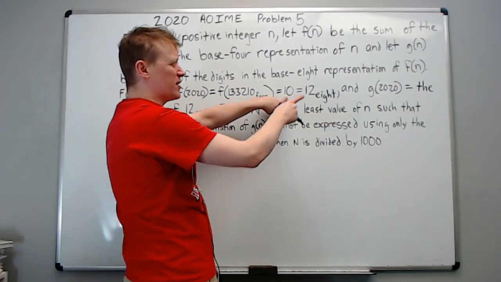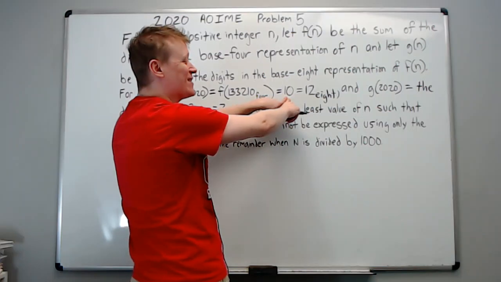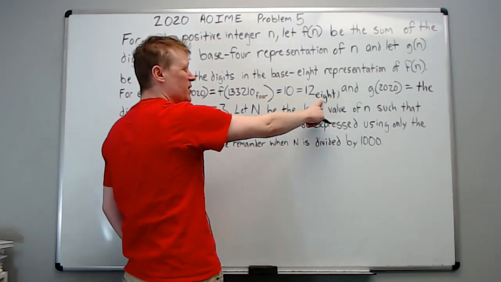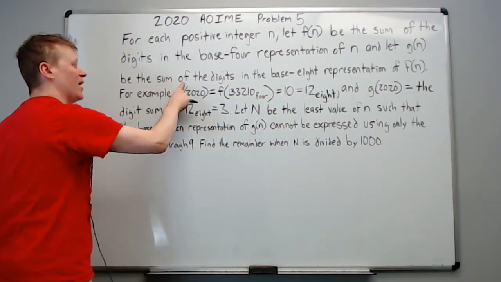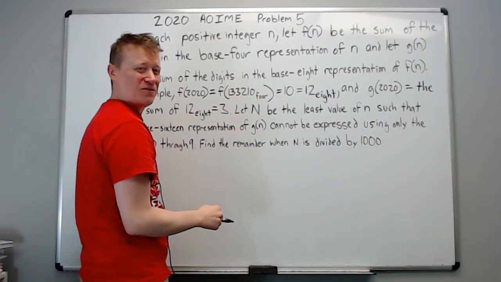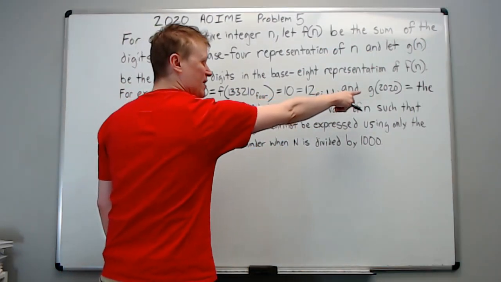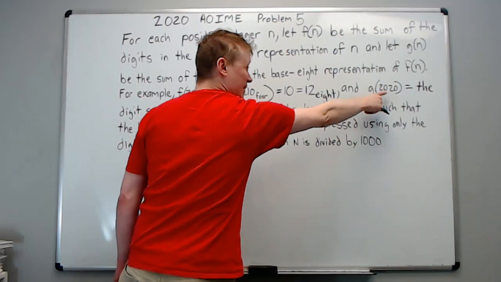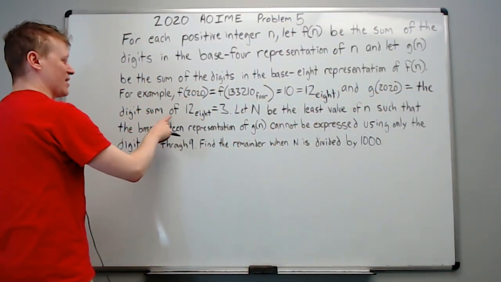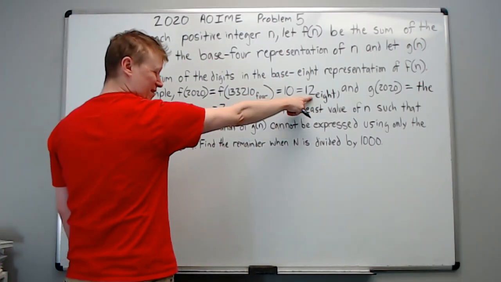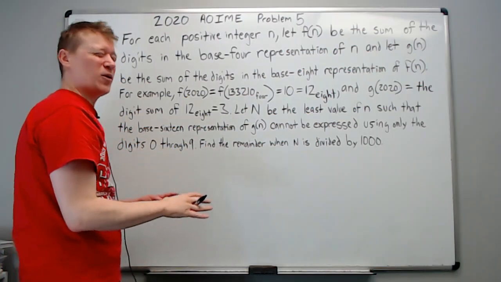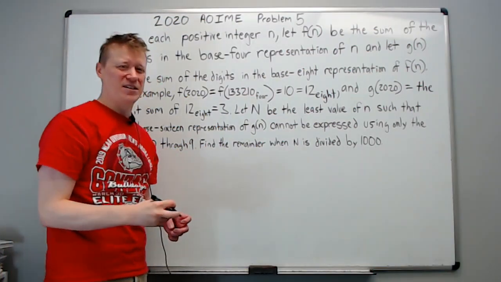So what do I do with it? I need the base 8 representation of it, which is 12 base 8. And then what do I do with that? I need the sum of the digits of the 1 and 2 in the base 8 format. So then it says, and g of 2020, again, that's still n, it didn't change, equals the digit sum of 12 base 8, the last thing we found, which is 1 plus 2 is 3. Okay, if we did that well, we should kind of understand.